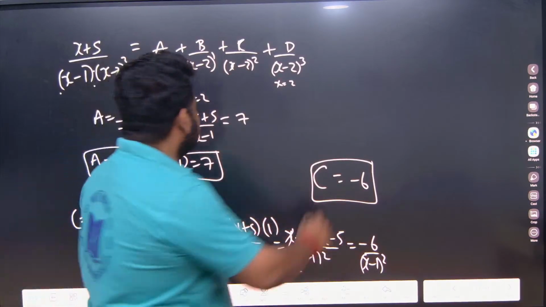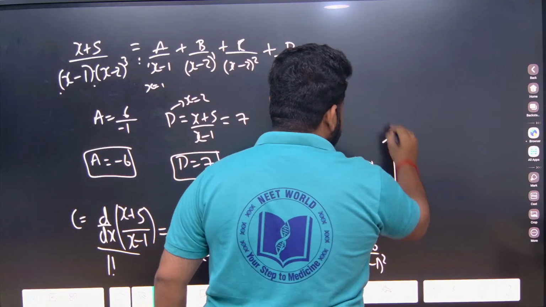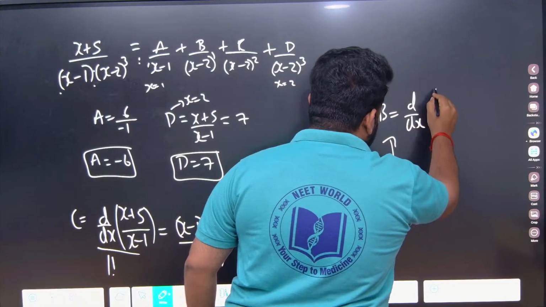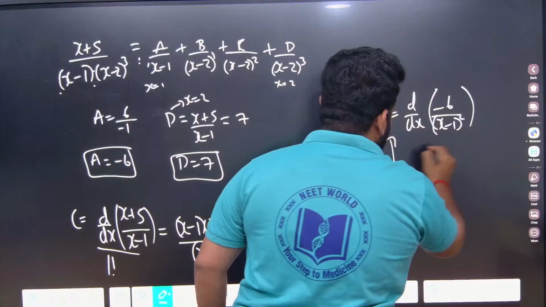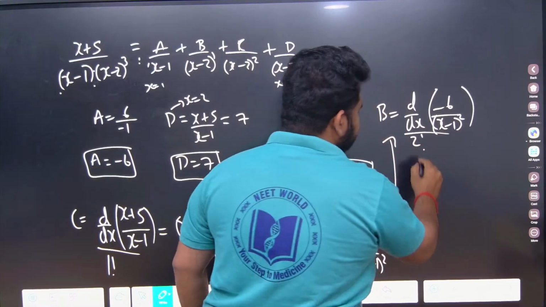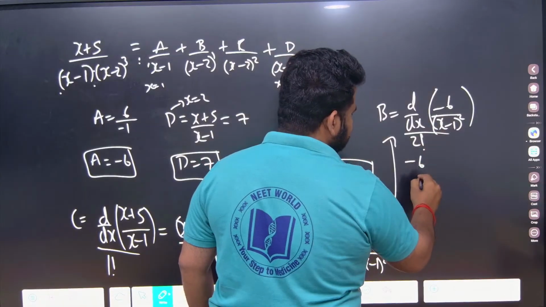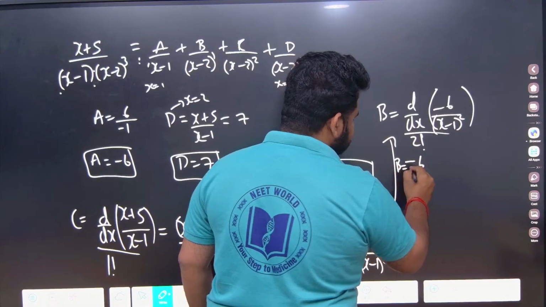Okay. So to get B, we will differentiate this again. So B is equal to d by dx of minus 6 by x minus 1 whole square. Differentiating the second time, you have to write divided by 2 factorial. Now see here, on differentiating, this is constant. I will take this 6 outside. By 2 factorial means it will just be 2. So B is equal to minus 6 by 2.